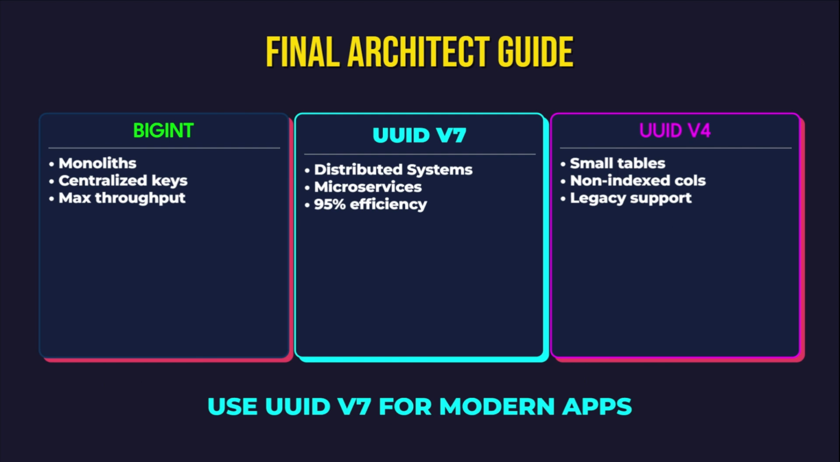Use BigInt when centralized sequence generation is acceptable and maximum write throughput is the absolute priority, such as in single-region monolithic applications. Choose UUID version 4 only when global uniqueness is mandatory and write performance is secondary to read performance, typically in small, read-heavy lookup tables. For modern distributed systems, microservices, or multi-region deployments, UUID version 7 or ULID is the definitive choice. They provide the necessary global uniqueness and collision resistance while maintaining 95% of the sequential write performance efficiency of BigInt. This hybrid approach minimizes B-tree fragmentation and maximizes cache utilization across the entire system lifecycle.